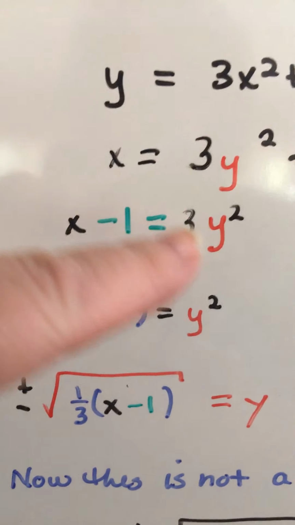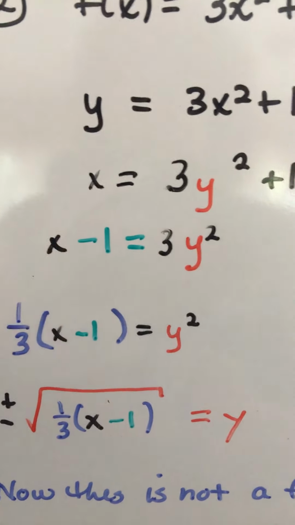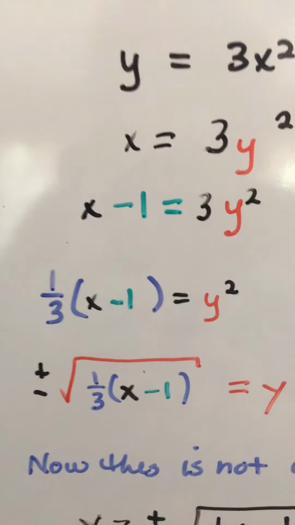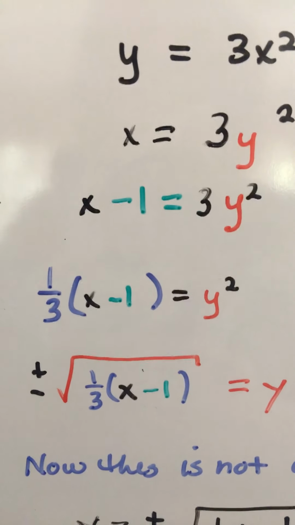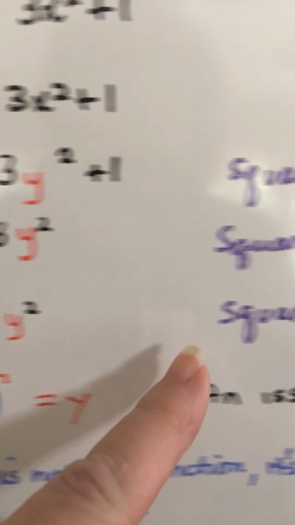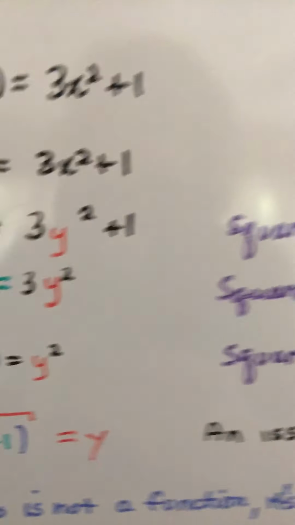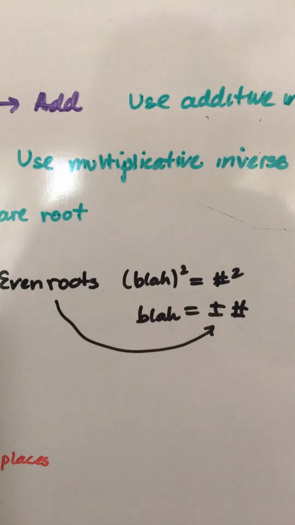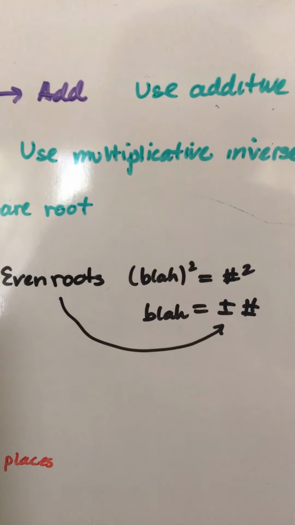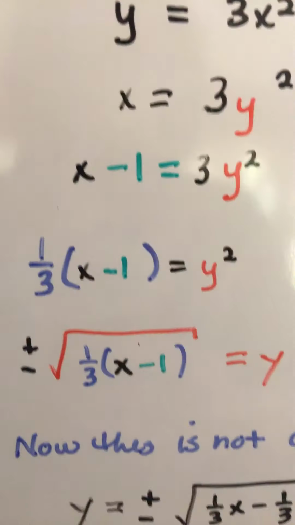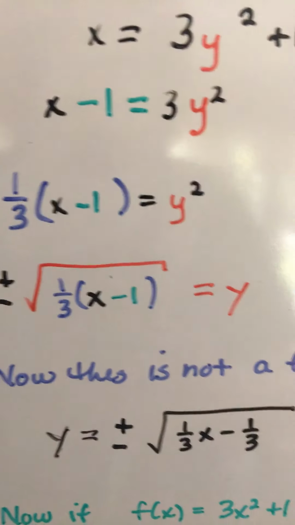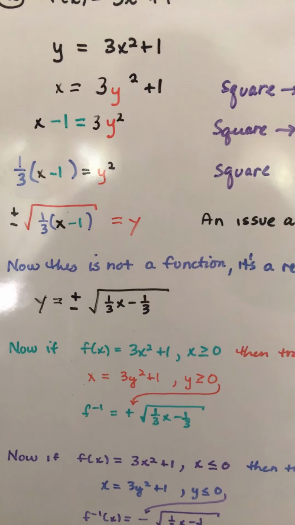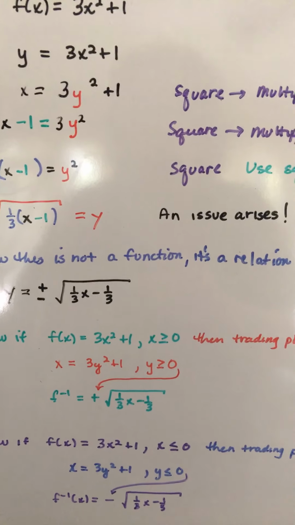Now in a minute I'm going to tell you you could have gone ahead and said divided by 3 and written this as x minus 1 over 3. That's perfectly legal, but I'm sticking with the multiplicative inverse, which is truly 1/3. And so now I'm down to y squared. I square root. But what do we know? An issue arises. When I have an even root, remember, blah squared equals number squared means blah equals plus or minus number. So what do I have to insert here? A plus or minus. Wow, now it's not a function because the y's are going to repeat for a given x. So it's simply a relation, the larger group.